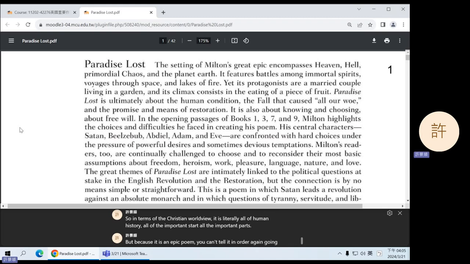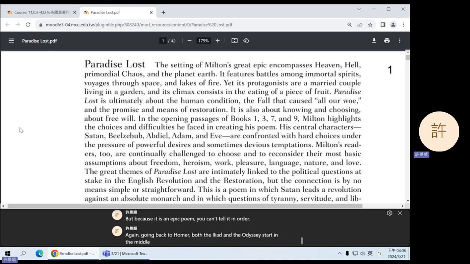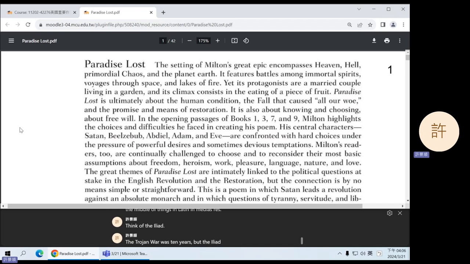Again, going back to Homer, both the Iliad and the Odyssey start in the middle of things, in Latin, in medias res. Think of the Iliad. The Trojan War was 10 years, but the Iliad begins in the 9th year. Think of the Odyssey. Odysseus spent 10 years getting home. The poem began in the 9th year. So where does Paradise Lost begin? It begins with Satan being thrown into hell. He has just lost the battle.